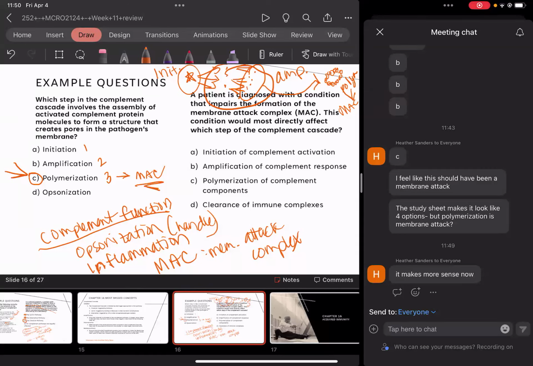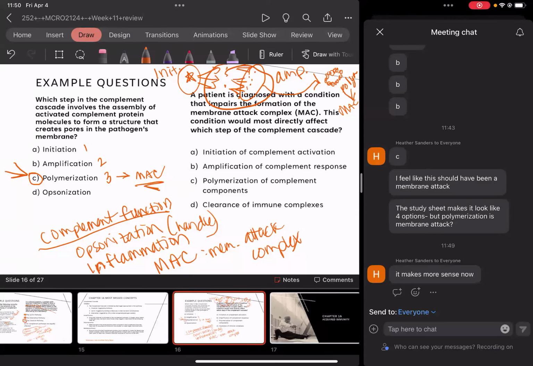All right, so polymerization is the process of making the MAC. And remember, polymerization means the same thing no matter what concept we're talking about. Like PCR, it means polymerase chain reaction. Polymerize means to bring small molecules together to build a bigger molecule out of the small molecules. That's always what it'll mean. And so our bigger thing that we're making from our small things is the membrane attack complex.